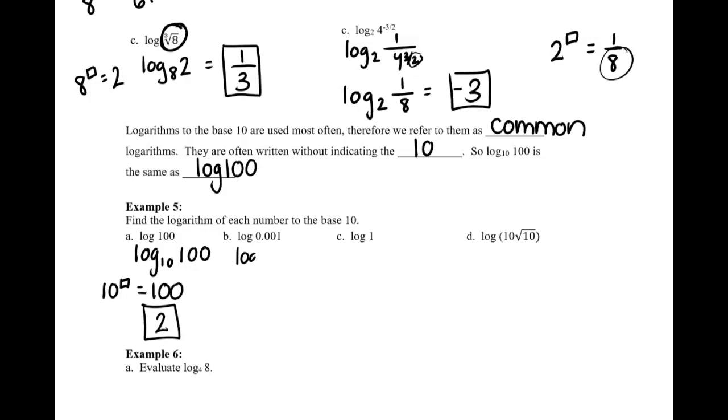For the next one, I'll rewrite this as log base 10 of 0.001. You can do it, but usually we'll want this as a fraction or a whole number. So this is the same as 1/1000th. So 10 to what power is equal to 1 over 1,000? Since 10 cubed is 1,000, and it's in the denominator of a fraction, our answer is negative 3.